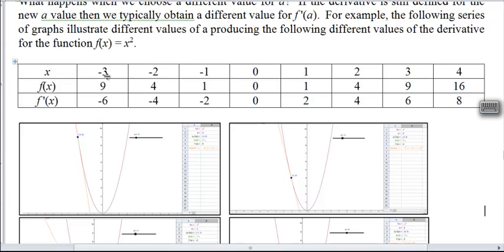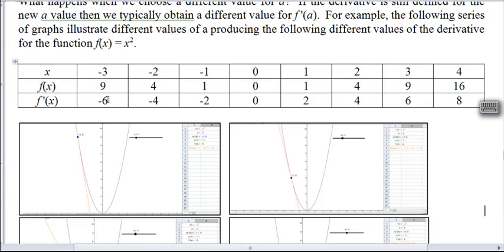But if we look at the slope at that point, negative 3, 9, the slope is negative 6. And the slope at the point negative 2, 4 is negative 4. We just saw that in what we did before. And you can see that in this series of pictures here as well, which are still shots from the GeoGebra sketch. Now, look what we have here.